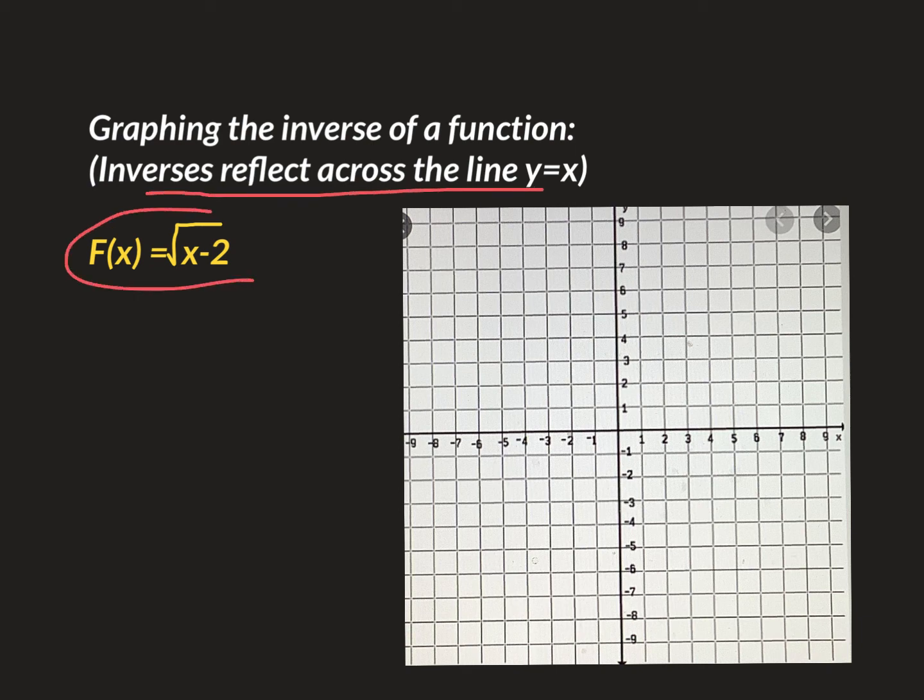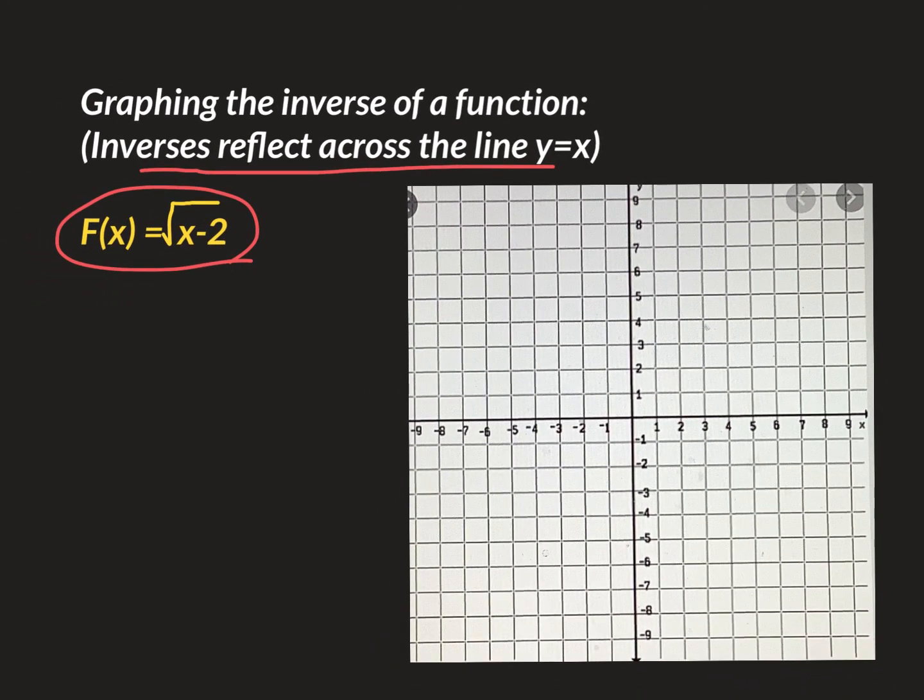Okay, I'm going to graph this first. This is one we've done before. It's a square root graph. It's been shifted 2 to the right. So I'm going to start there. I'm going to go 2 to the right. There's nothing in the front, so I'm going to go up 1 over 1. The graph would look like this, kind of like that.